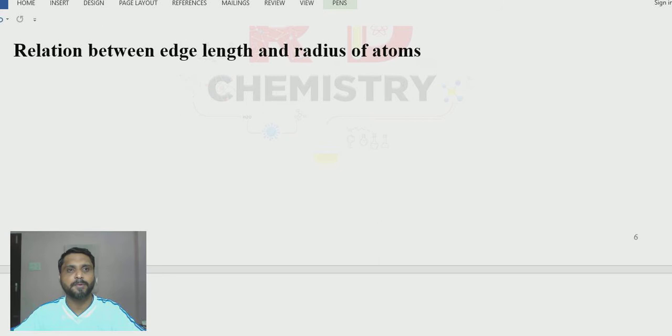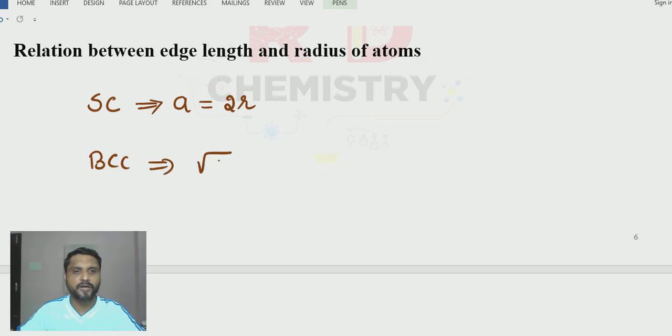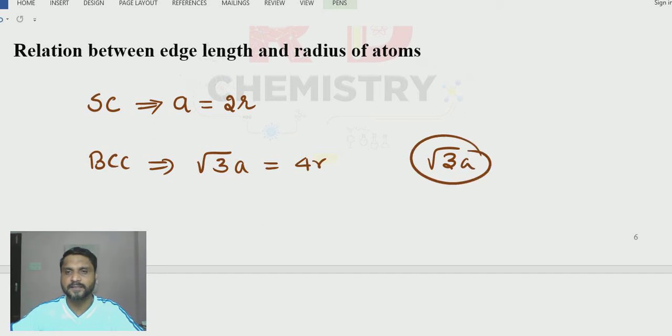Now, what is the relation between edge length and the radius? If I go for a simple cube, edge length is equal to 2 times the radius of the atom. Then, if I go for a BCC, the square root of 3a is equal to 4 times the radius of the atom. Now, what is square root of 3a? Square root of 3a is nothing but the body diagonal length.